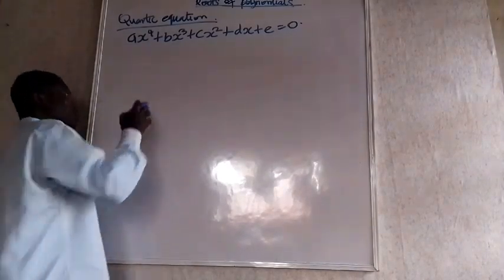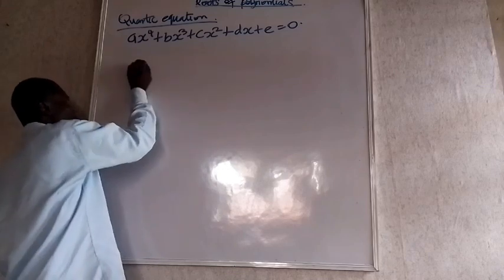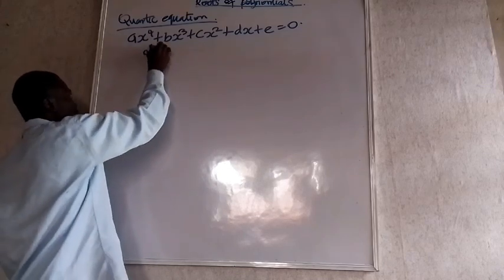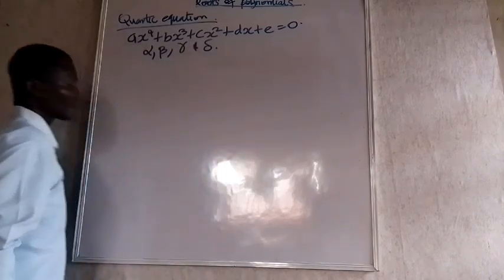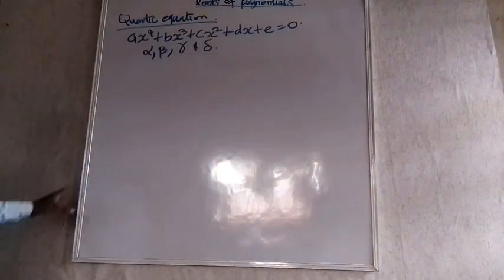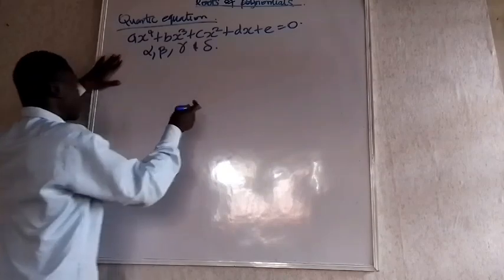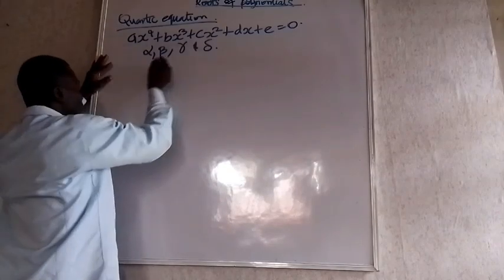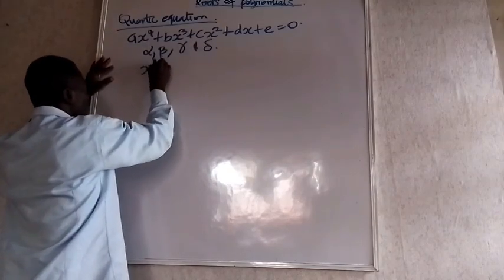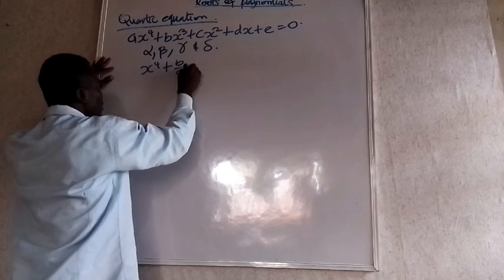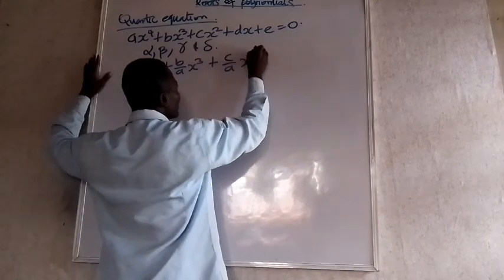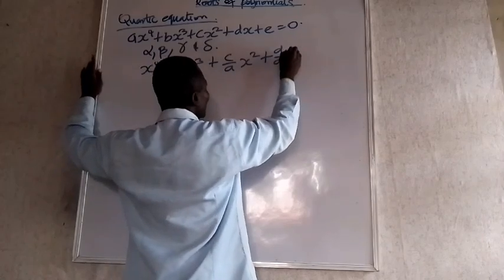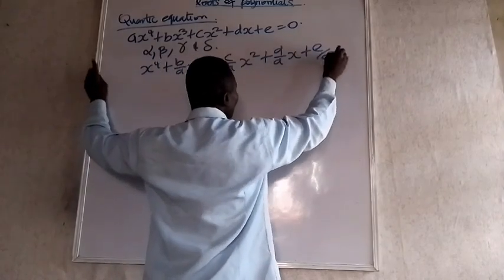Now, because of this situation, we are going to have 4 roots, which you can represent as alpha, beta, gamma, and delta. Now, as we used to do, we can divide through by a. So we are going to have x raised to the power 4 plus b over a x cubed plus c over a x squared plus d over a x plus e over a.